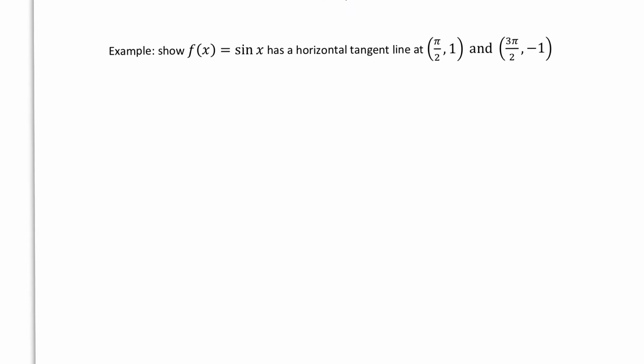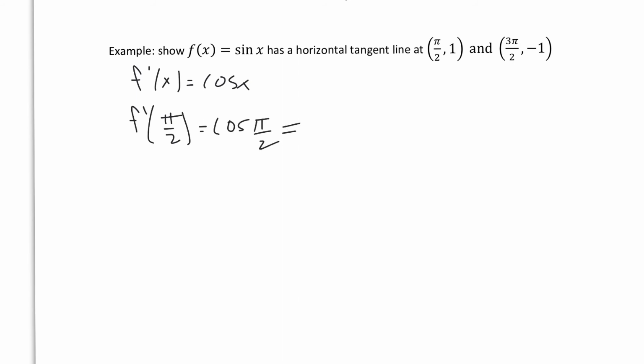Let's go ahead and show that f(x) equal to sine x has a horizontal tangent line at pi by 2 and 1 and 3 pi by 2 and negative 1. Well, we should find the derivative, which will be cos x. We could plug in those points into the derivative. So if we plug in pi by 2, we get cos of pi by 2, which is, of course, 0. Horizontal here means slope of 0.